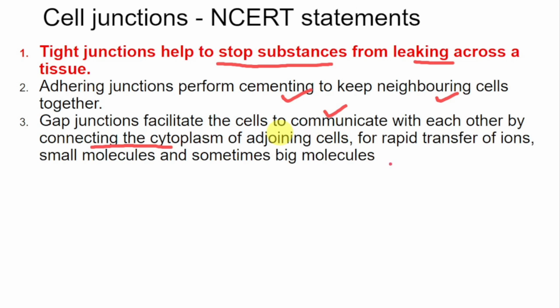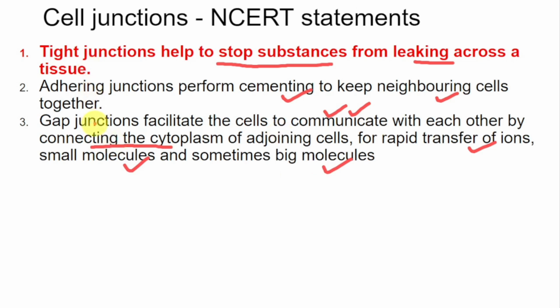allows rapid transfer of ions, small molecules, and sometimes big molecules. So between two cells, there are channels that pass through the membrane of these two cells. And this is how the cytoplasms are interconnected. Because of the connection, they can communicate. And how do they communicate? By rapid transfer of ions, small molecules, and big molecules. So these are the three statements.